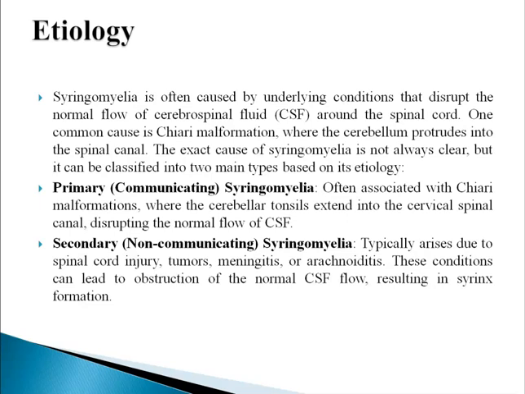The first one is the primary syringomyelia, which is also called communicating syringomyelia. It is often associated with Chiari malformations, where the cerebellar tonsils extend into the cervical spinal canal, thereby disrupting the normal flow of CSF. The next type is the secondary syringomyelia, which is also called non-communicating syringomyelia.